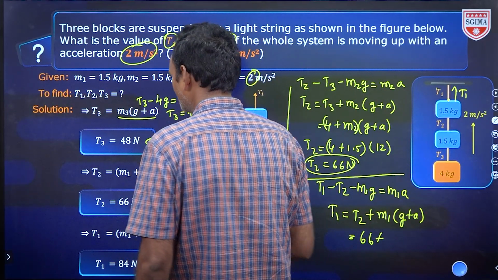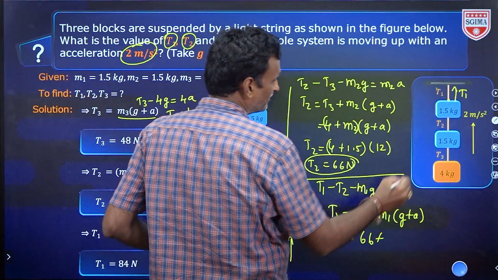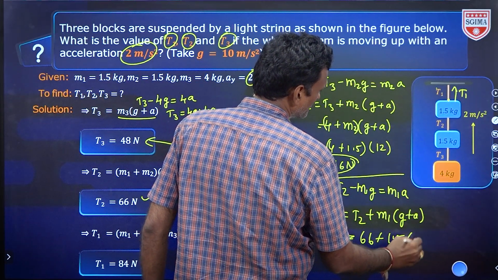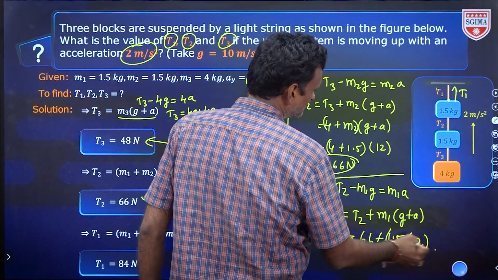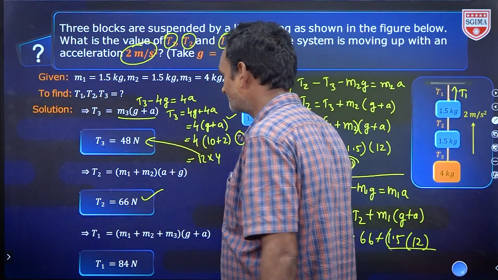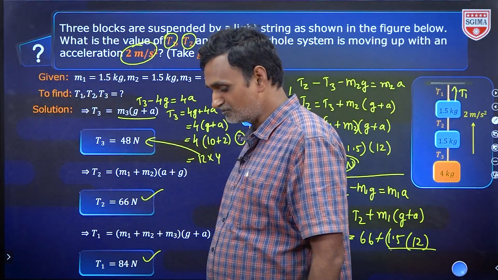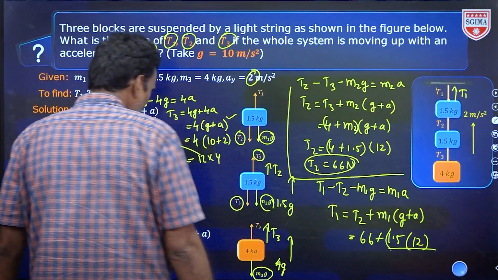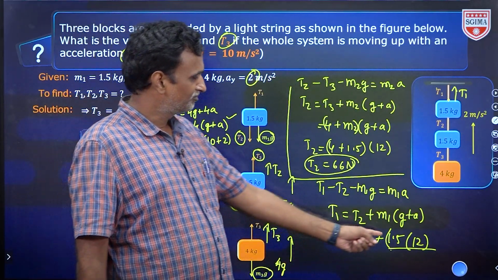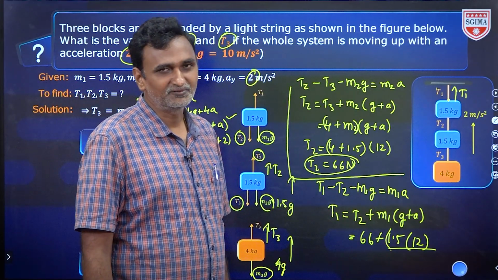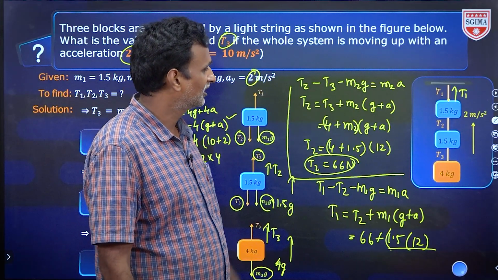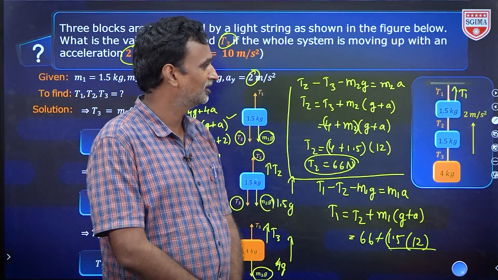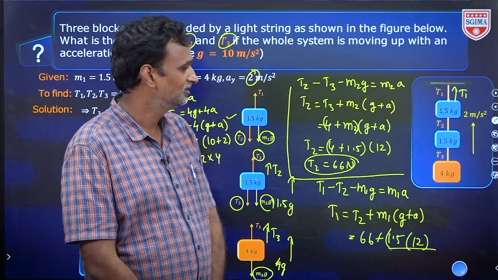Now from there, here M1 means 1.5 into 12. So here the total answer we can get is 84 newtons. On adding and multiplying and adding we get 84 newtons. That is how we can find out tensions in each of the blocks. Okay. Next.